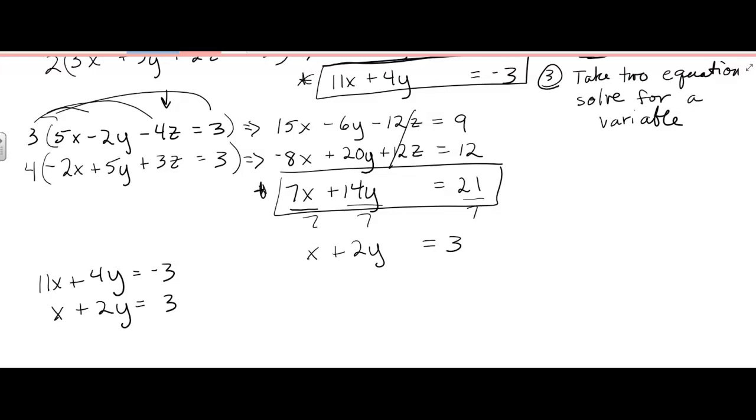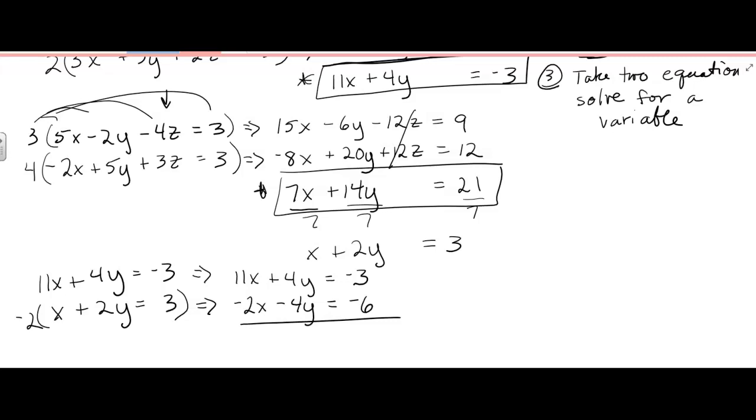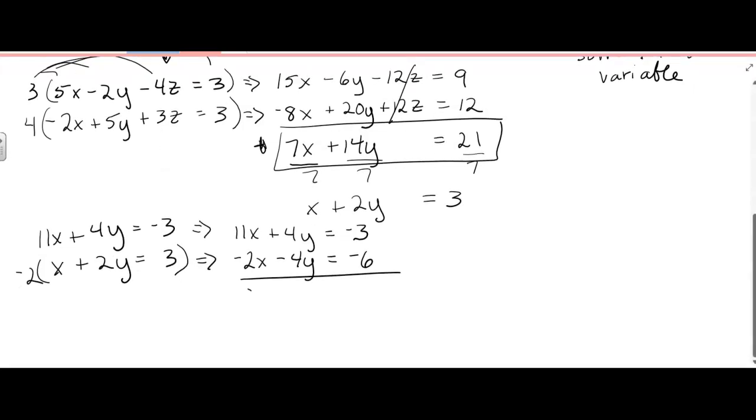Okay, so what if I multiplied this bottom one by negative 2? Then I'd have a 4y and a negative 4y, and the y's would eliminate. So that's what I'm going to do. I get 11x plus 4y equals negative 3. And then this one becomes negative 2x minus 4y equals negative 6. So then I can combine those, add them. I'm going to get 9x, because 11x minus 2x. The y's are dropping out, and it equals negative 9.